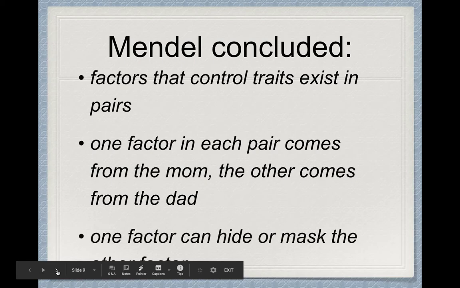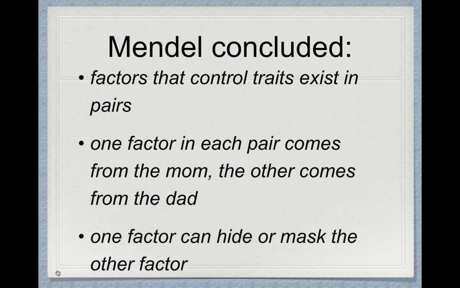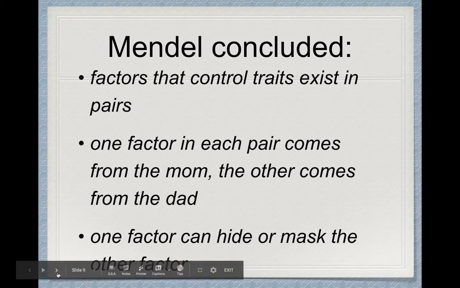And then finally, his last conclusion was that if you have two factors for a trait, but they both don't show up, then that must mean that one of these factors is hiding or masking the other one. That if you have two factors present, they're not potentially both going to show up.